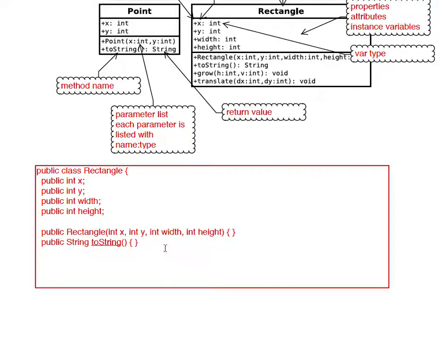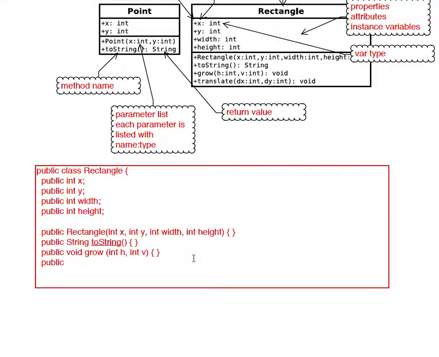Looks like a public void grow, which hopefully is actually going to modify those width and height values. Looks like a horizontal direction int h and a vertical direction int v. And we don't know what it does. It doesn't return anything, but hopefully it's going to modify those width and height variables. Seems like the name of it suggests that.